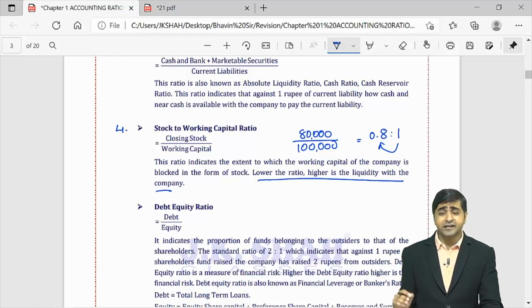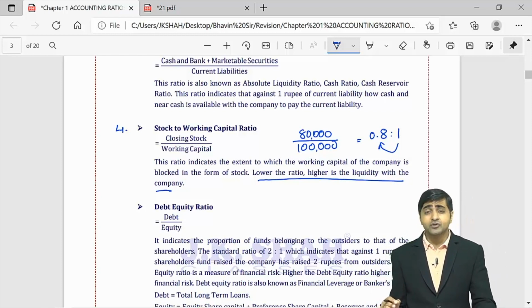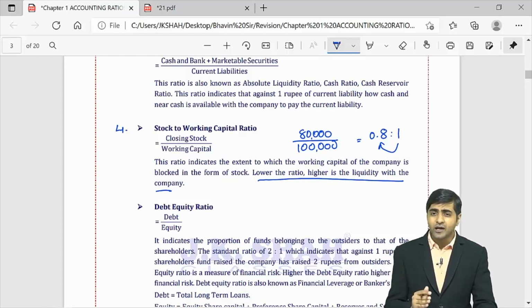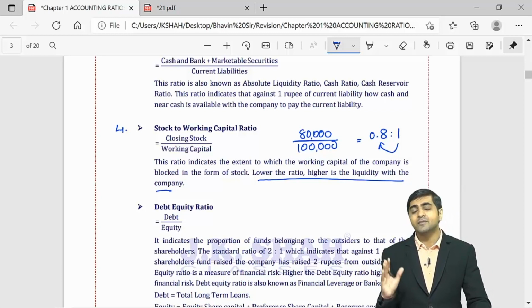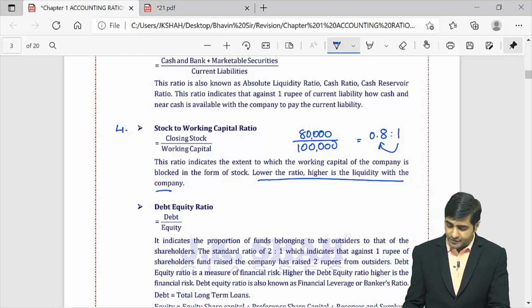So guys, this is relating to your stock to working capital ratio. If this particular ratio is lower, it means that the liquidity of the particular company is higher. If this ratio is higher, it means that the liquidity of the company is lower.